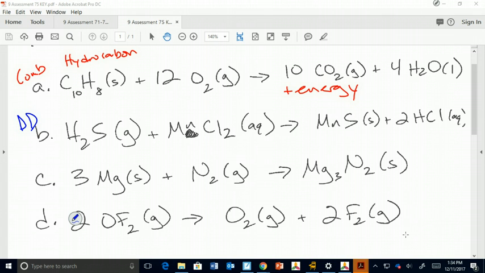Magnesium plus nitrogen produces magnesium nitride. It's marriage, right? But what do we call that in chemistry? Synthesis. Good. Not marriage. If you put marriage on the test, that probably won't go over well. Okay, how about D? I've got oxygen difluoride breaking into oxygen and fluorine. What would that be? Decomposition.